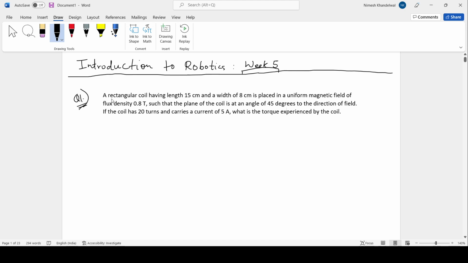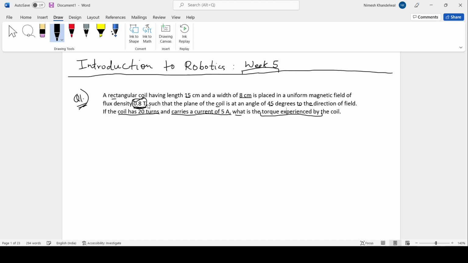A rectangular coil of length 15 centimeter and width of 8 centimeter is placed in a uniform magnetic field of flux density 0.8 Tesla, such that the plane of the coil is at an angle of 45 degrees to the direction of the field. The coil has 20 turns and carries a current of 5 amperes. What is the torque experienced by the coil due to this magnetic field?